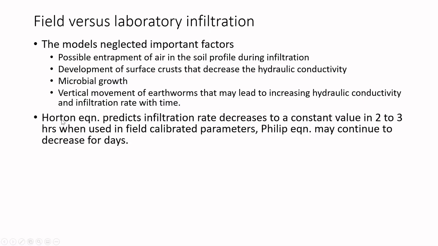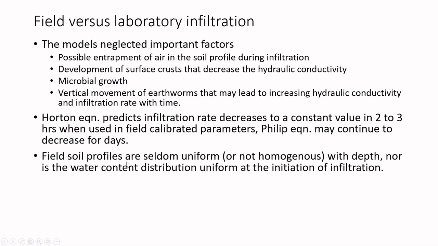Another thing worth mentioning is that the Horton equation predicts infiltration rate decreases to a constant value in 2 to 3 hours when used with a few calibrated parameters. Whereas the Phillips equation may continue to decrease for days. Okay, so these are the primary differences between the Horton equation and the Phillips equation. And field soil profiles are seldom uniform. So that means they are not homogeneous. Nor is the water content distribution uniform at the initiation of infiltration.